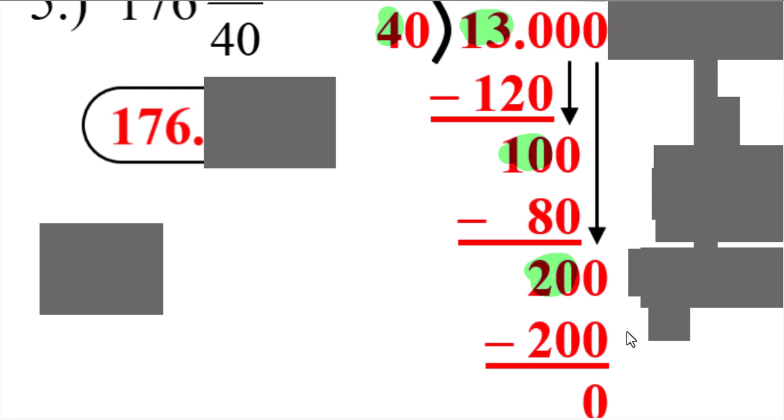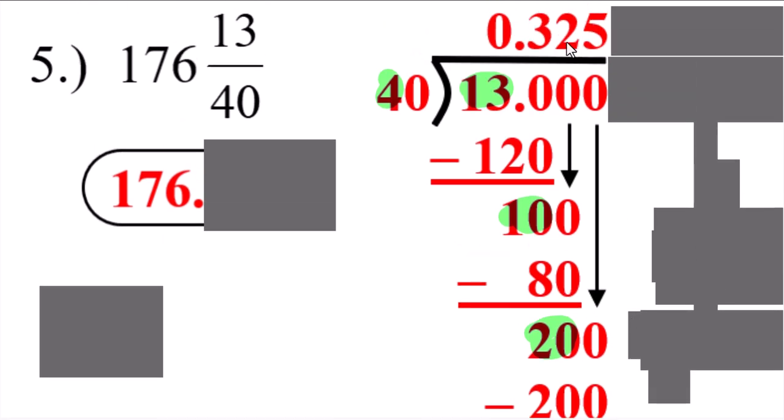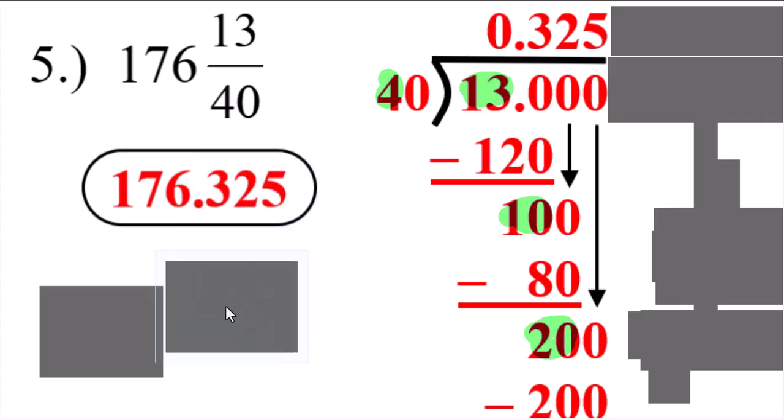So I hope you have this all written down. What do I have up here? 0.325. Now, the 0, I already talked about this. 0 plus 176 is 176. So it's 176.325. This was a terminating decimal, the kind that does not go on forever.